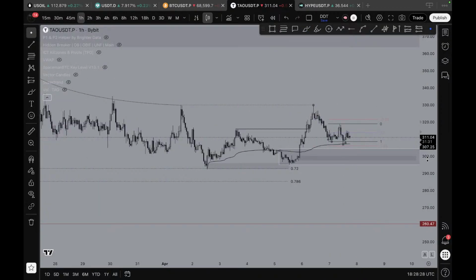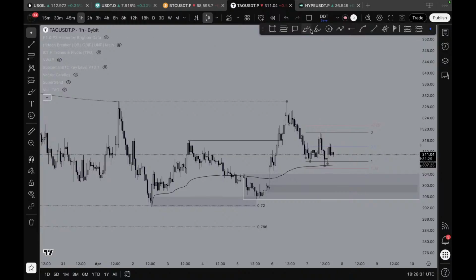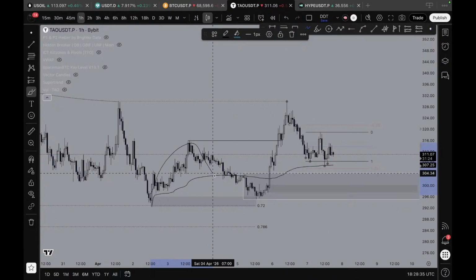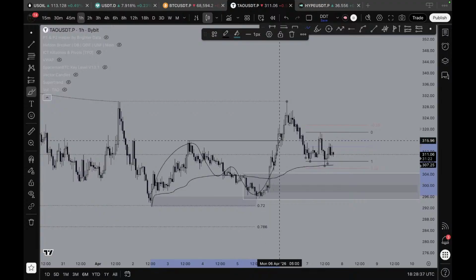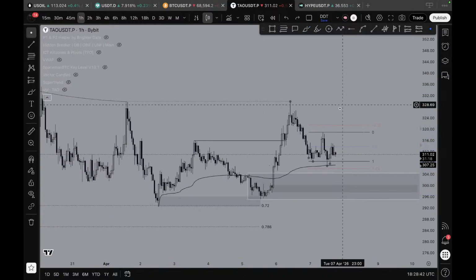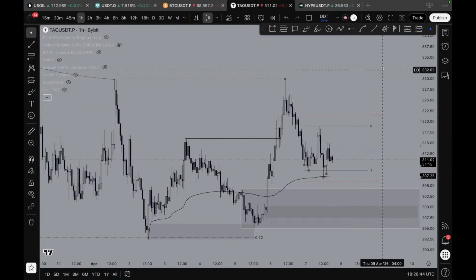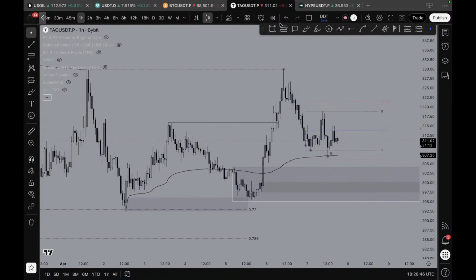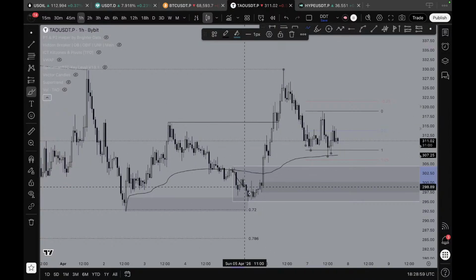So if we look at it, then it could be that this was the range, initiation, mitigation, continuation. And then we had two main demand PDAs. First one was this one right here, which was mitigated with this tap. And then lower down we have this range demand, which was basically the last sell to buy.